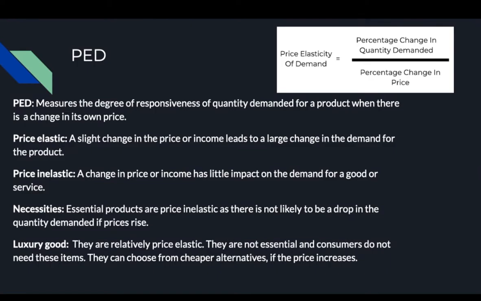So necessities are essential products. They are usually price inelastic because there's not likely to be a drop in quantity demanded if prices rise. And luxury goods are price elastic. This is because they are not essential and consumers do not need these items. They can choose from cheaper alternatives if price increases. Also, PED can be calculated by dividing the percentage change in quantity demanded by the percentage change in price.